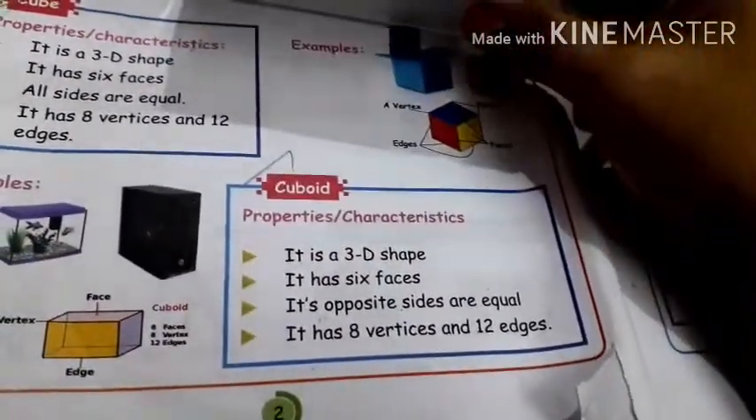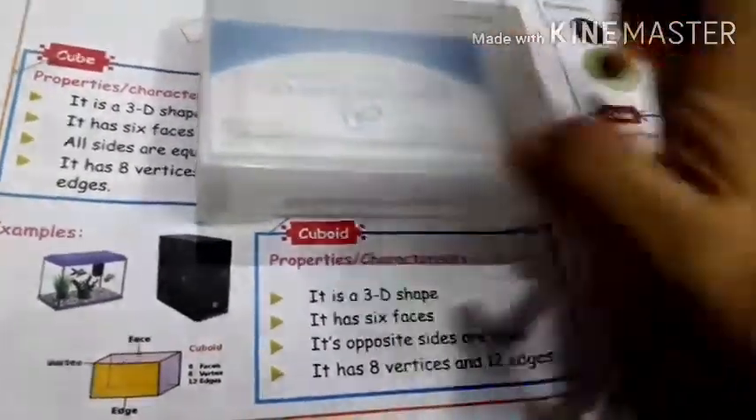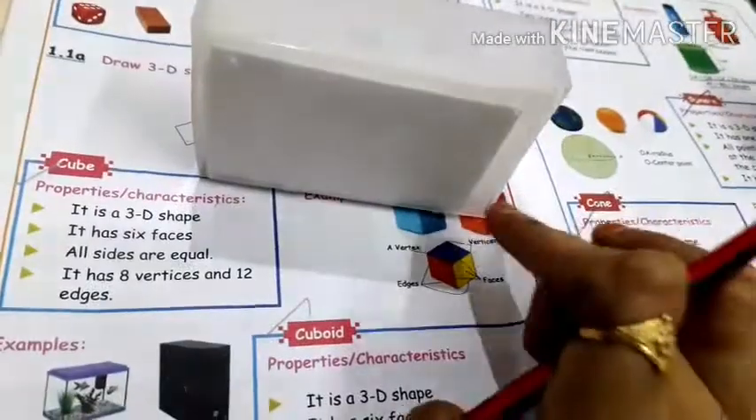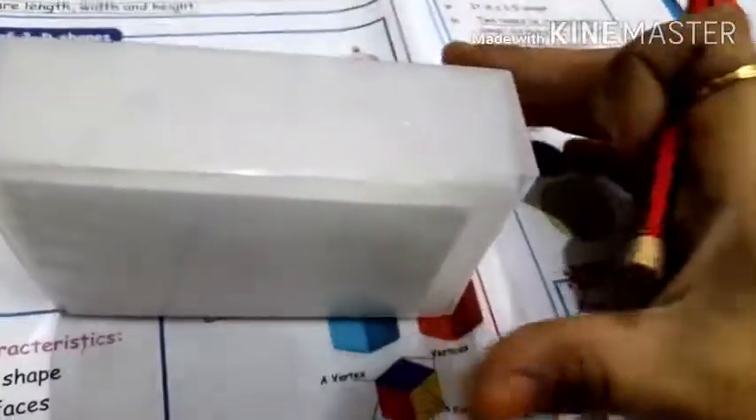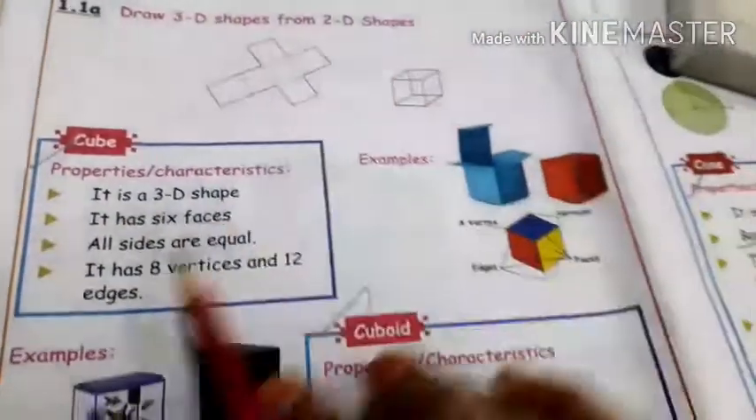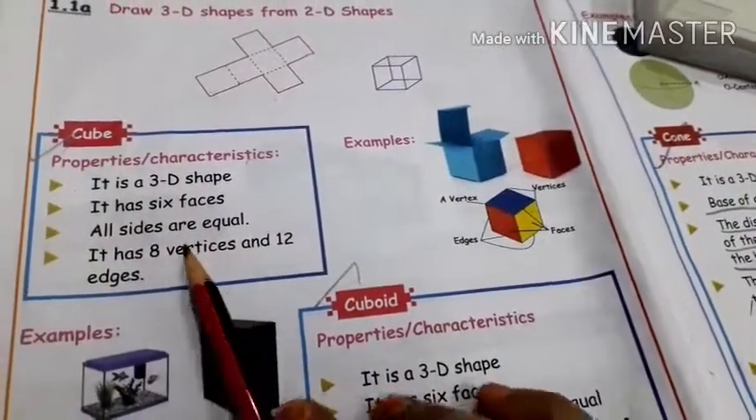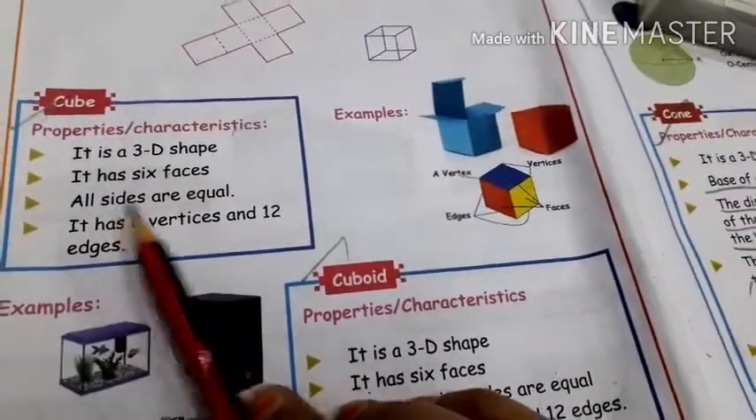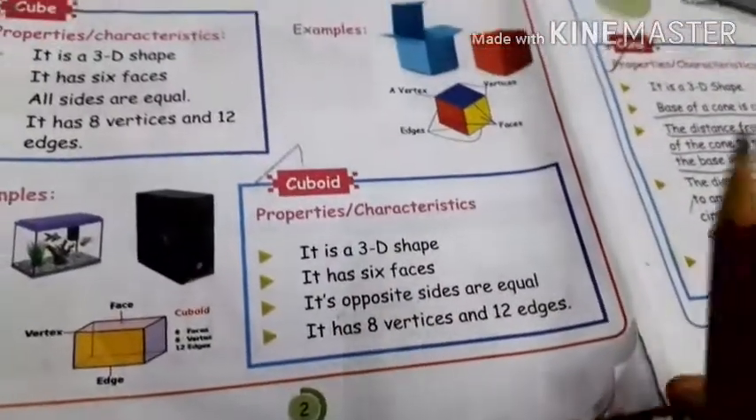So 12 edges. Then 8 vertices. 8 vertices means 1, 2, 3, 4, likewise 5, 6, 7, 8. So 8 vertices. For the characteristics and properties, cube and cuboid are both the same. Only one point changes: all sides are equal for a cube, opposite sides are equal for a cuboid. Do you have any doubt?